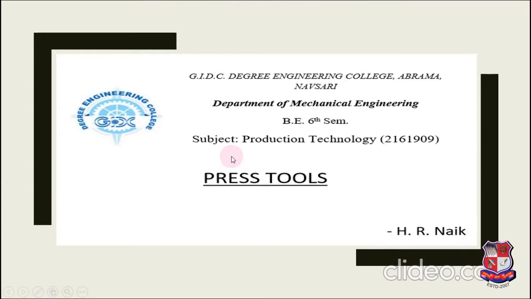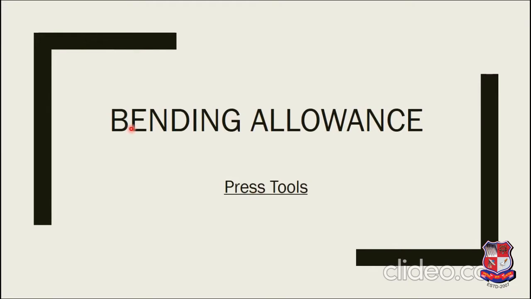Hello students, hope you are all well at your home. In this video I am going to discuss a topic related to the production technology subject of 6th semester mechanical engineering. The chapter name is press tools. Today we are going to discuss a small topic, bending allowance. We will understand what bending allowance is and solve one example based on it.